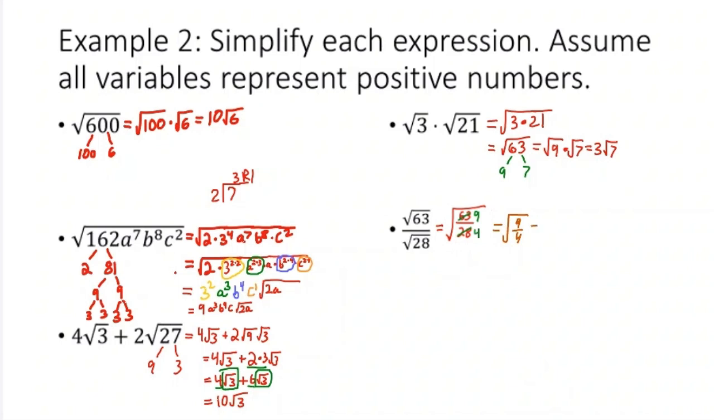Well, 9 and 4 are both perfect squares. So using property 2 again, the square root of 9 over 4 is the same as the square root of 9 over the square root of 4. The square root of 9 is 3. Square root of 4 is 2. So the square root of 63 over the square root of 28 equals 3 over 2.